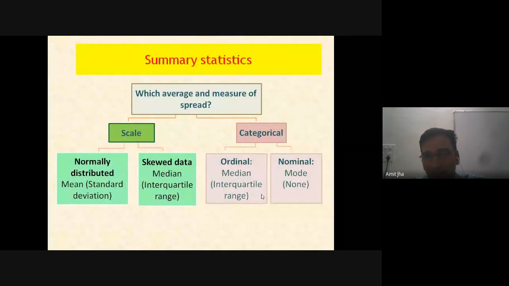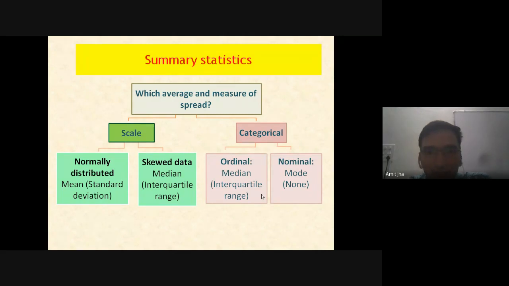Now the summary statistics means an average and a measure of spread. If the data is categorical, then it is ordinal or nominal. For nominal, we use the mode; for ordinal, the median and interquartile range. And if it is skewed data, then it is the median and interquartile range. And if it is normally distributed data, then it is the mean and standard deviation which we use.